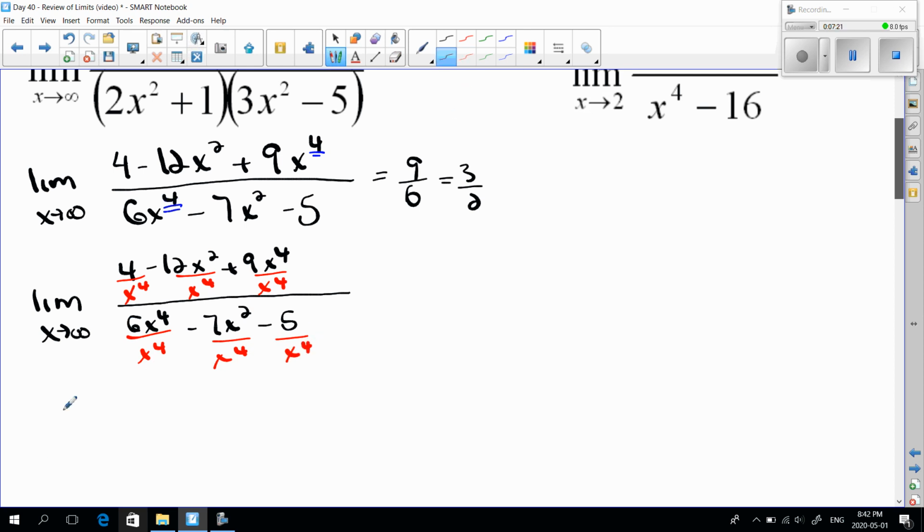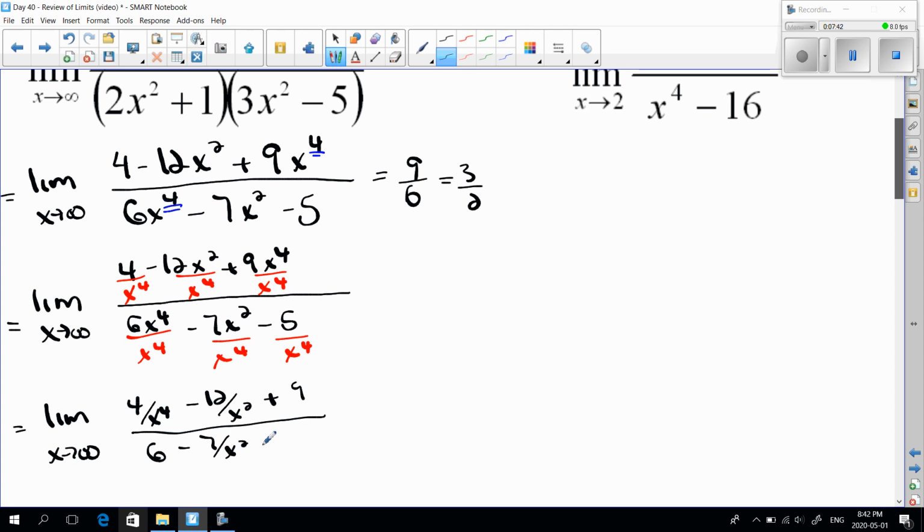This will simplify. Make sure to keep your limit notation rolling down. So you've got 4 over x to the fourth minus 12 over x squared plus 9, over 6 minus 7 over x squared minus 5 over x to the fourth. Okay, so I just simplify.